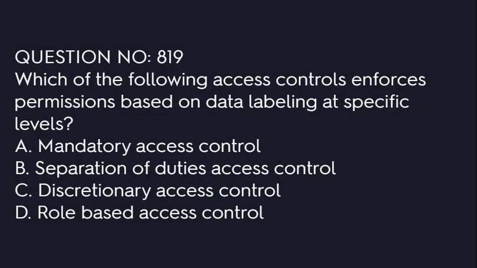Question number 819. Which of the following access controls enforces permissions based on data labeling at specific levels? A. Mandatory access control. B. Separation of duties access control. C. Discretionary access control. D. Role-based access control. A.